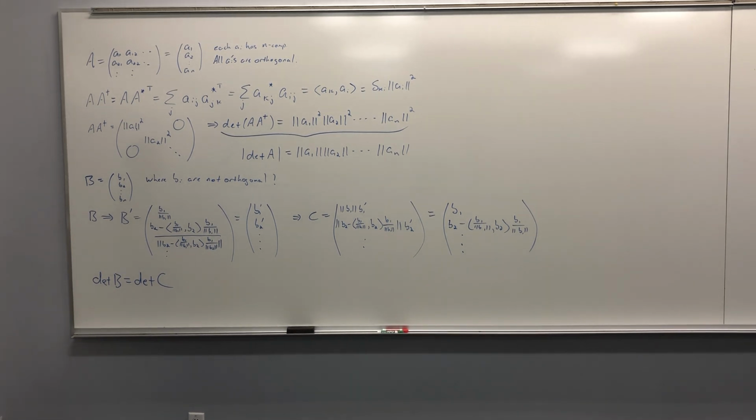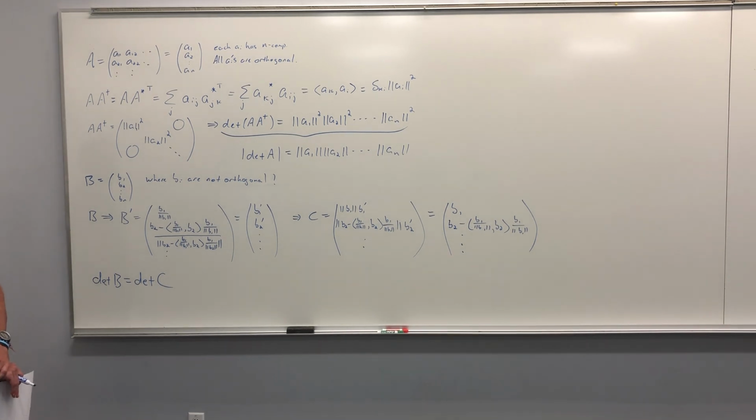Wait, B is, no, C is orthogonal. Like each component is orthogonal, right? Not orthonormal. Yeah. And so isn't it the same argument as A now? Because it's orthogonal? Well, is B orthogonal? No, it's not. C is, but B is not. But you just said we're arguing that det B equals det C, not that C equals B. So close. Yeah, no, that's fine.